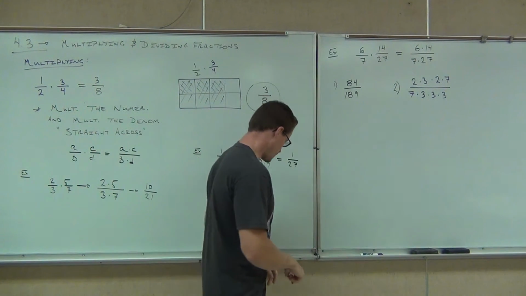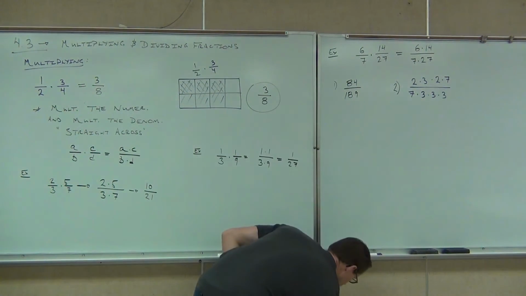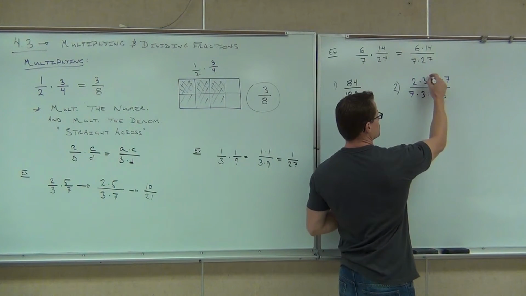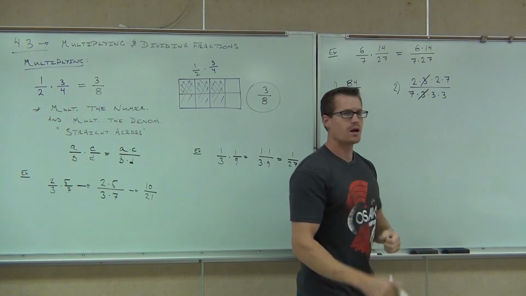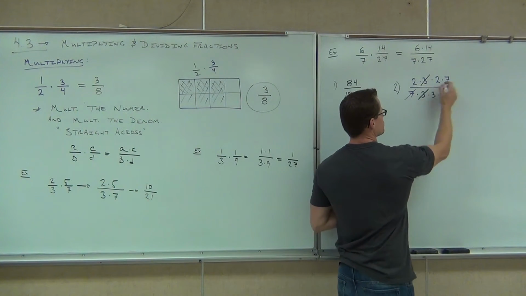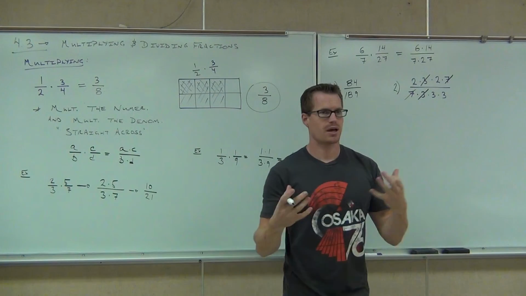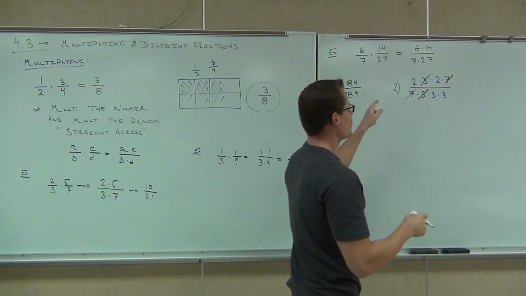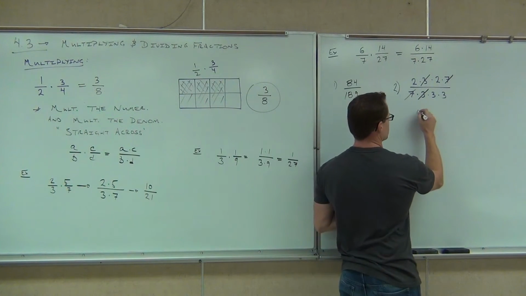So when we look at this problem, we look for any common factors that we have. Of course, I'm seeing the 3's. One of the 3's is gone, and you all said the 7's. The 7's are gone. And then I can write this as the product of the numerators, the product of the denominators. What do we have in the numerator here? 4. 4/9.